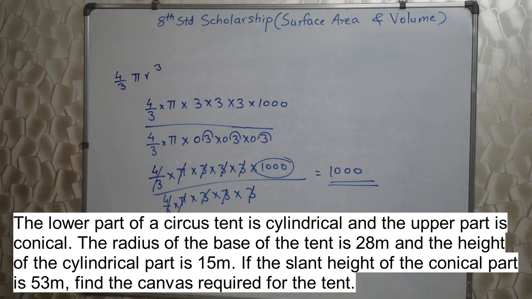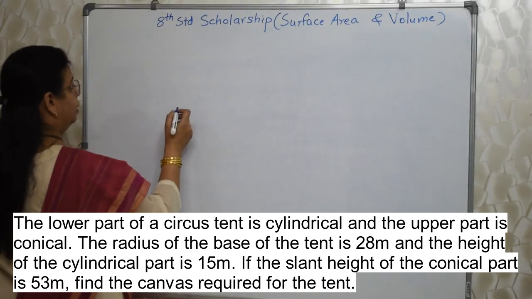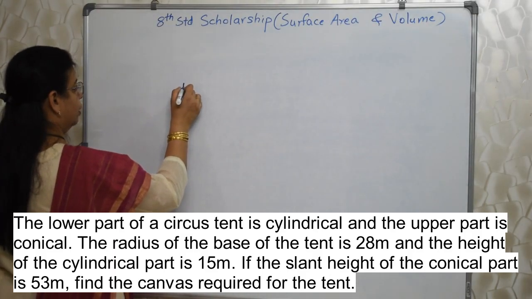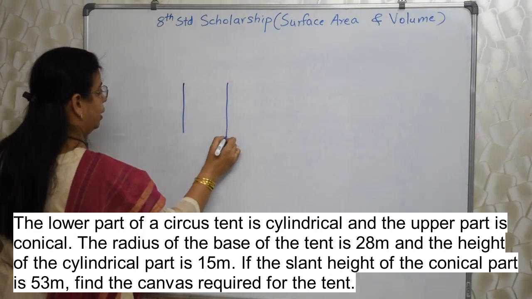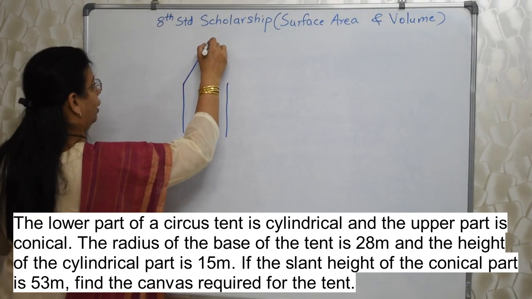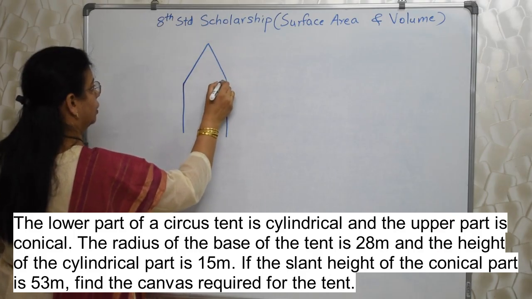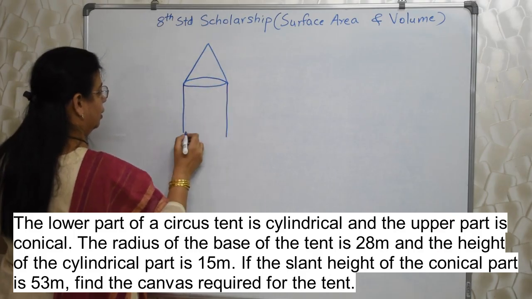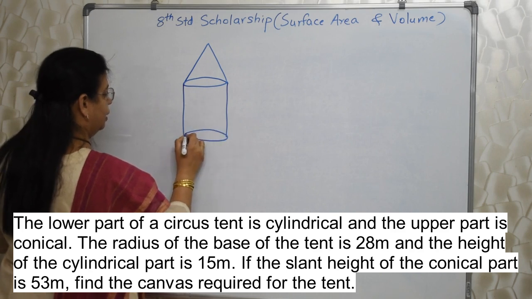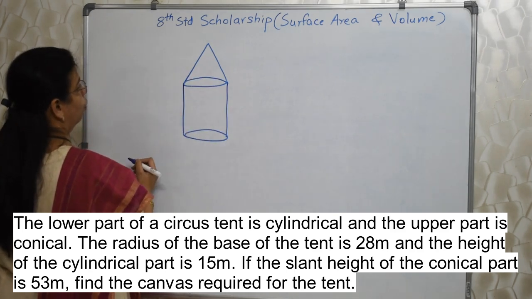Let's go to the next sum. The lower part of the circus tent is cylindrical and the upper part is conical. The radius of the base of the tent is 28 meter and the height of the cylindrical part is 15 meter. If the slant height of the conical part is 53 meter, find the canvas used for the tent. Have you seen the tent which is built for the circus? It looks like this: cylindrical and then on top of that conical. So this is round from inside like this, right? This is also round.